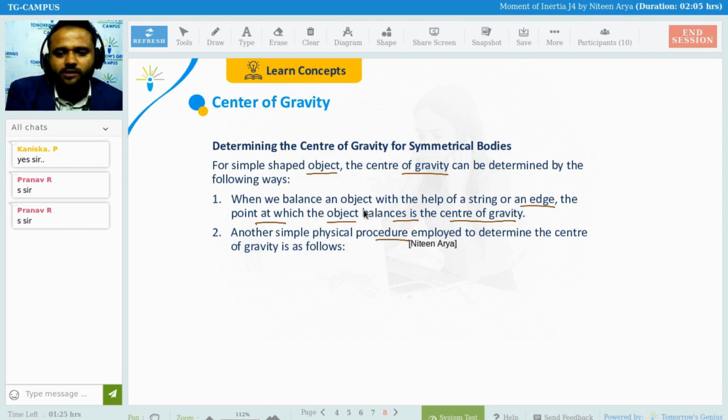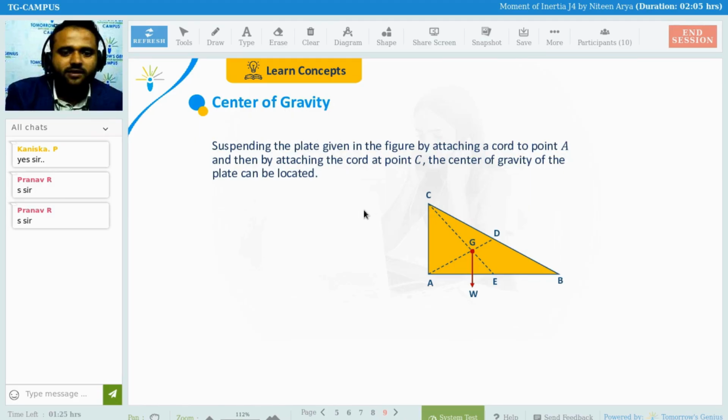Another simple physical procedure employed to determine the center of gravity is as follows. On the next page, suspending this particular plate given in the figure by attaching a cord to a point A, and then attaching the cord at point C, and then this in this way.